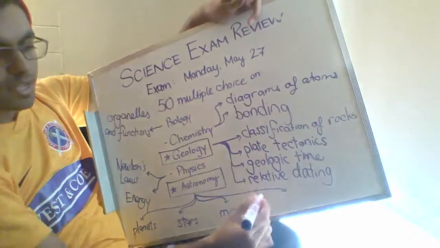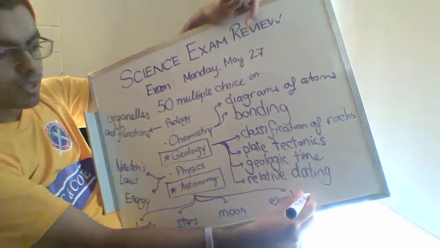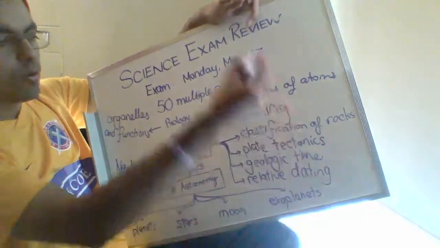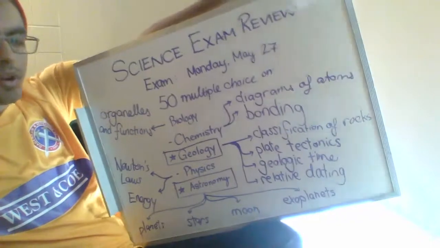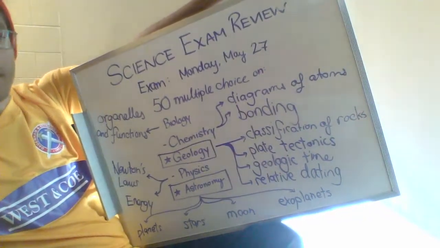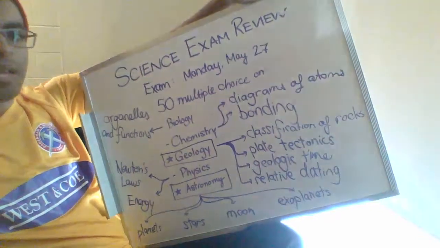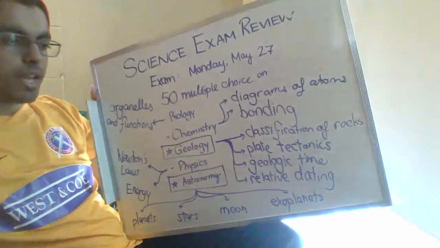And then the last thing is exoplanets. So you should know what they are. You should know sort of the different types. We talked about hot Jupiters. We talked about super Earths very briefly. It'll just be like, name a type of exoplanet, and I'll give you a real name and 3 fake names or something. But it'll be something like that.